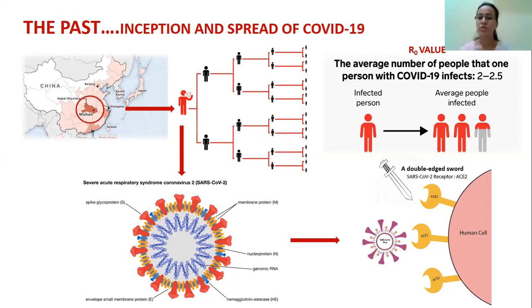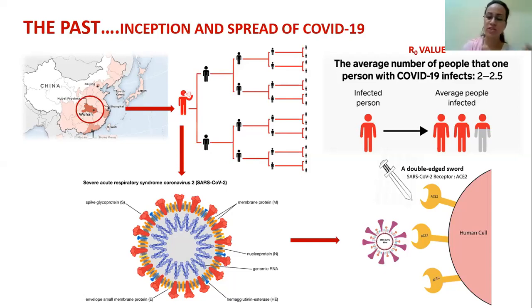The receptor to which this virus binds is ACE2, denoting angiotensin converting enzyme 2. And why am I calling it a double-edged sword over here is because of the fact that it has got both good as well as bad impacts on the host. Another term which we all have come across by now is the R0 value, which is the average number of people that one person with COVID-19 infects, and that is approximately between 2 to 2.5.